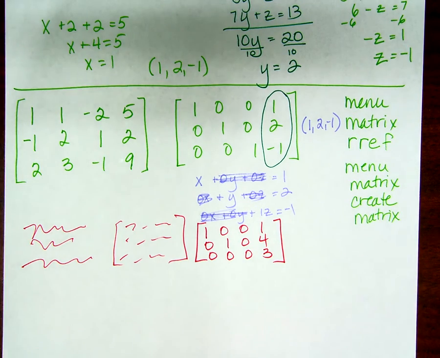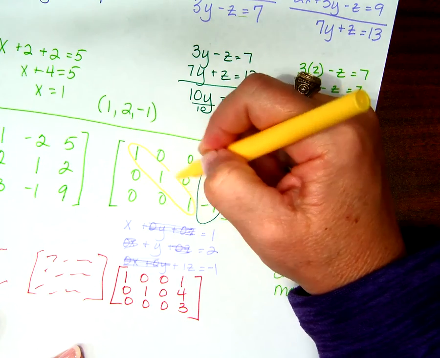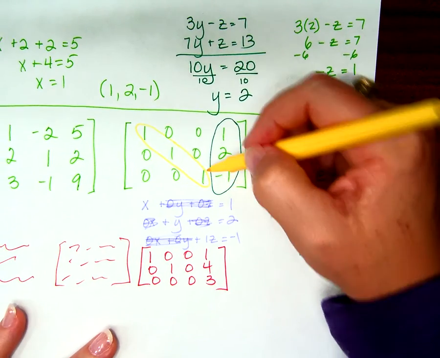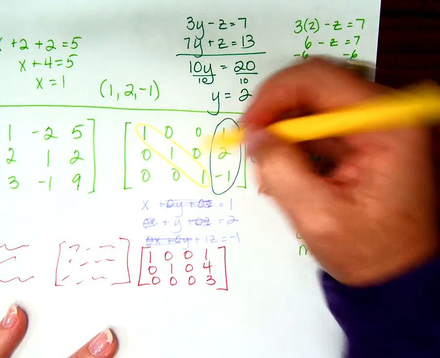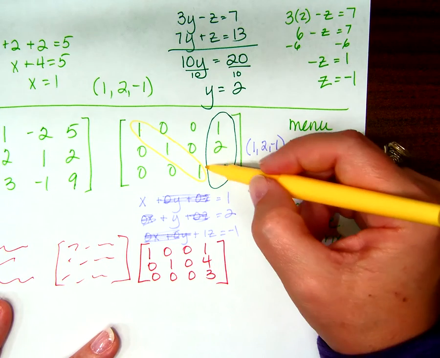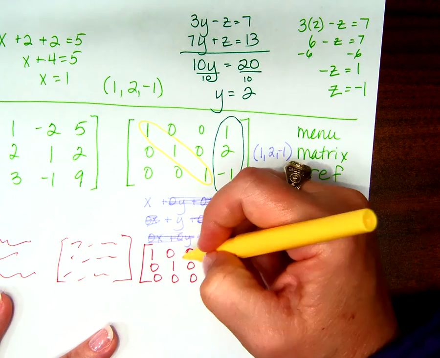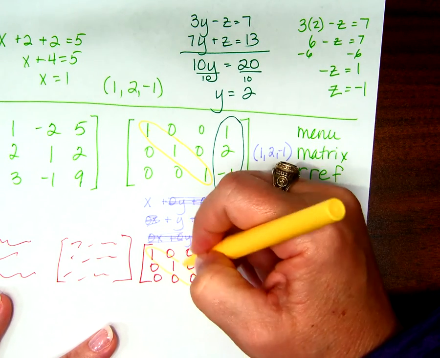Do you notice right here? This is the important part. Yeah, the answer is the important part, but this is super important also. This is only the answer if x is this, y is this, and z is this, if you have a diagonal of ones right here. Do you understand that? Do you see how this problem does not have a diagonal of ones?